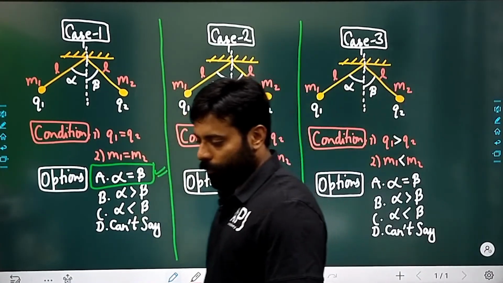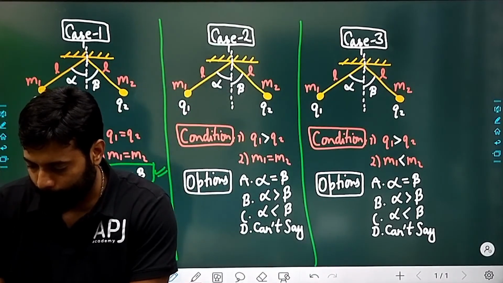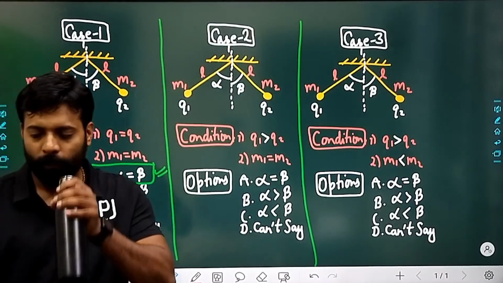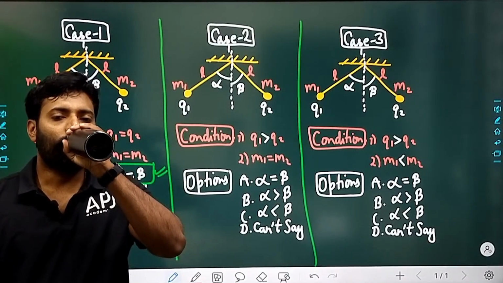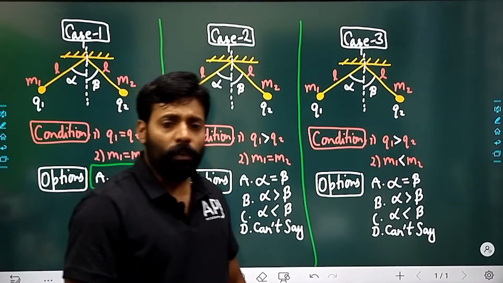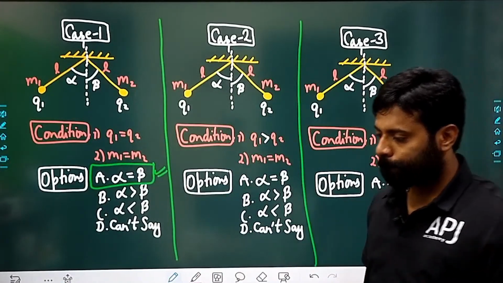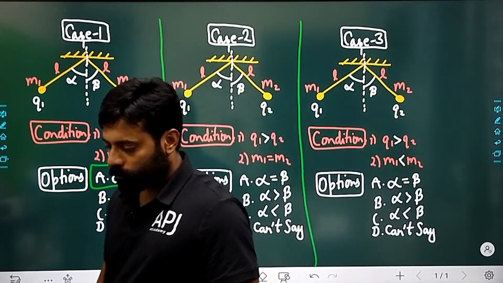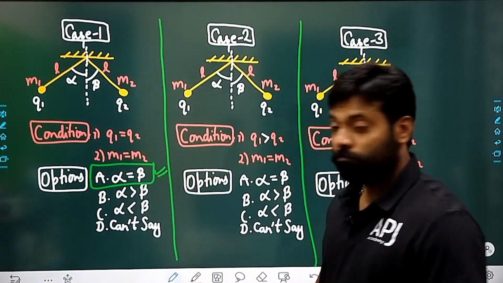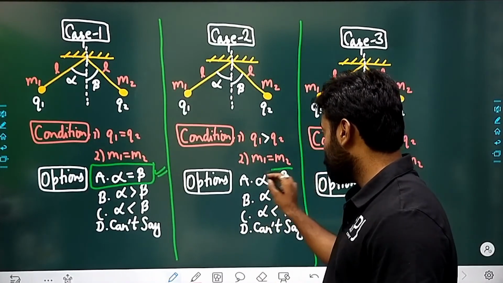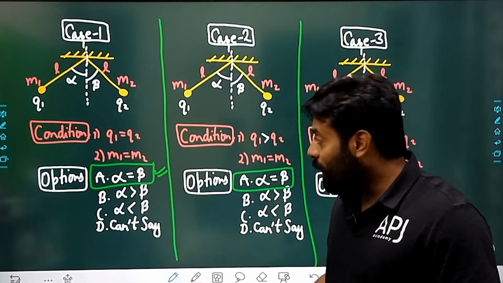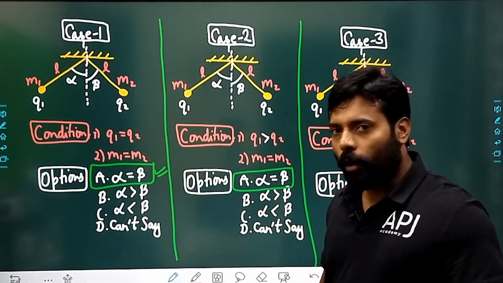Case 2 के लिए क्या होगा हमारे पास? अल्फा और बीटा क्या होंगे, जल्दी बताइए। What will be the value of alpha and beta for case 2? केस 2 के लिए भी यही है। Alpha will be equal to beta only.